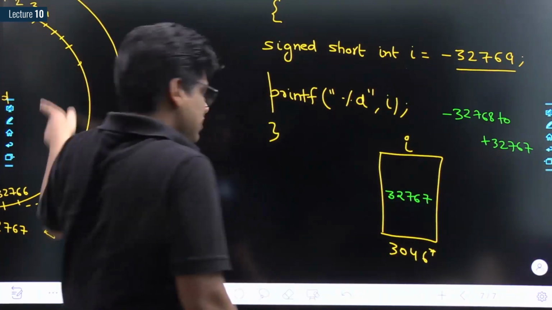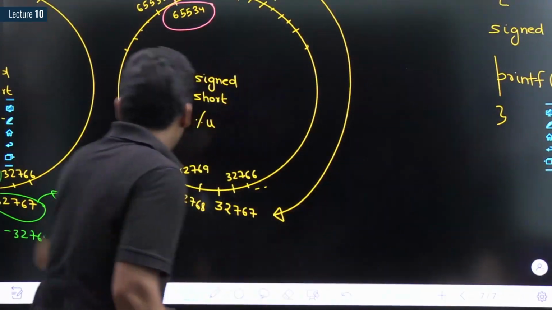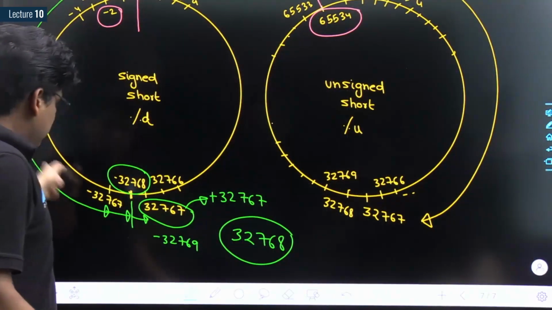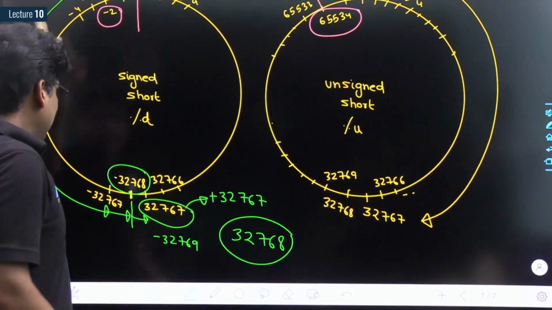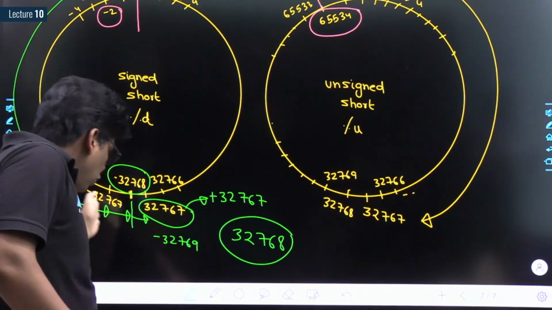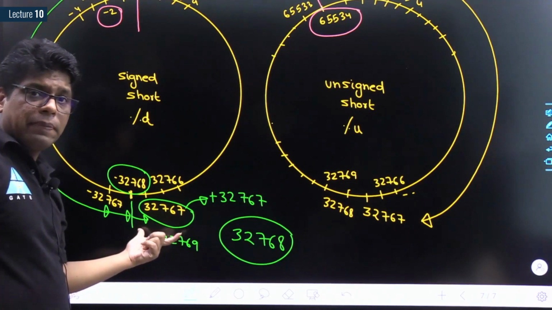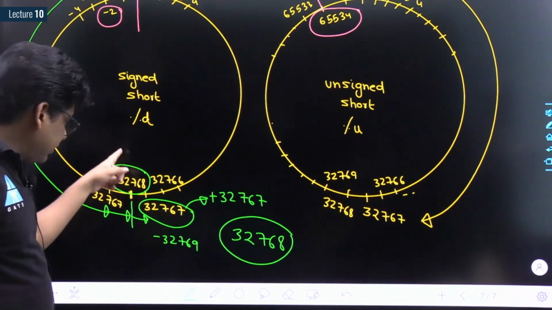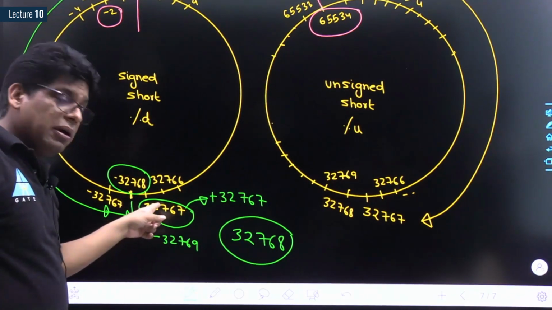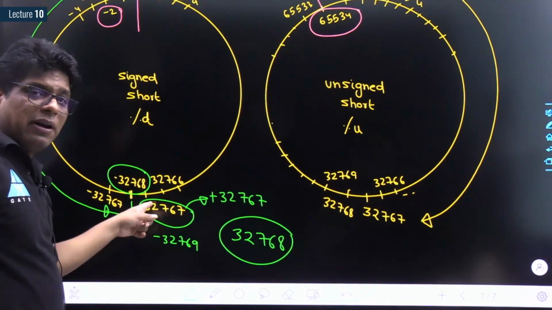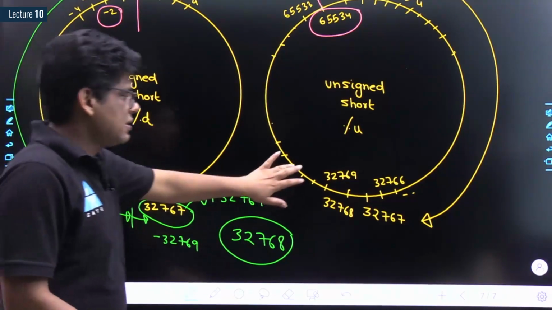See, whenever the negative range finishes, if you keep on moving in the same direction, you get the maximum positive number. After the minimum negative number, you will have the maximum positive number. Try to understand this. Okay.